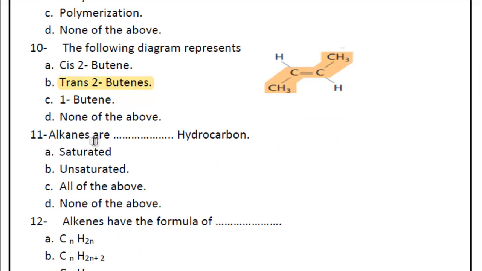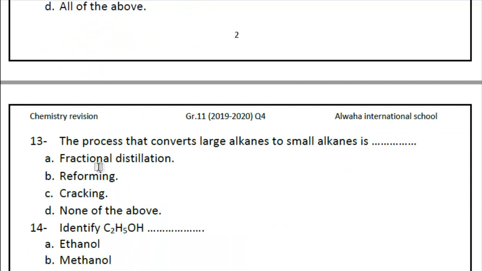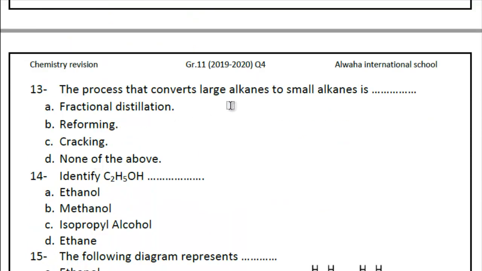Number 11, alkanes. Alkanes mean single bond, so they are saturated hydrocarbons. Alkenes, with the double bond, have the formula CnH2n. CnH2n+2 is for alkanes, and CnH2n-2 is for alkynes. The process that converts large alkanes to small alkanes is called cracking.